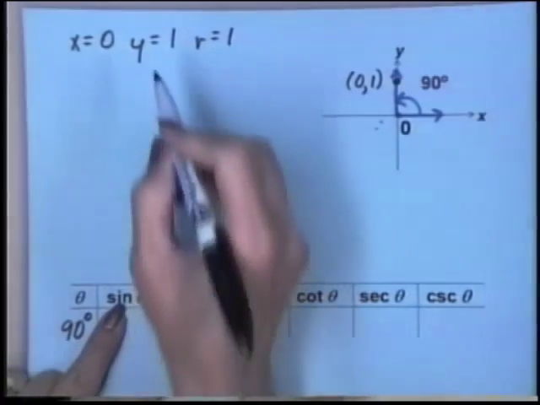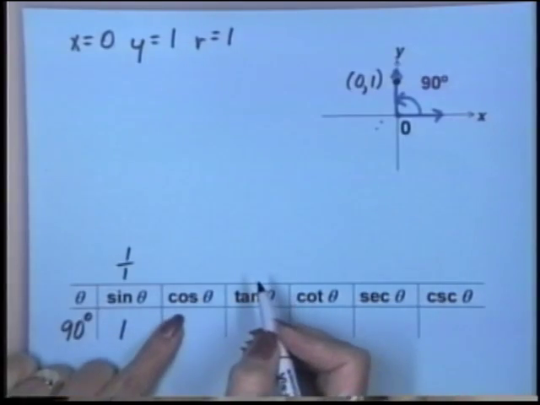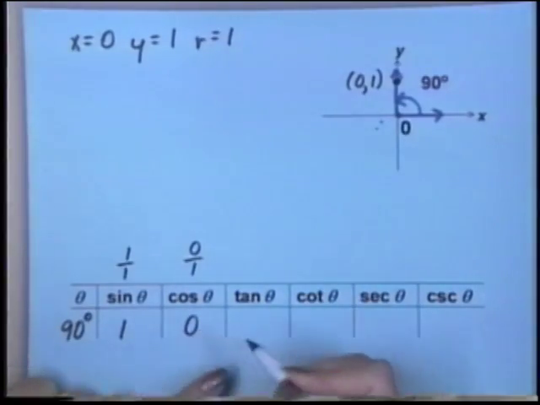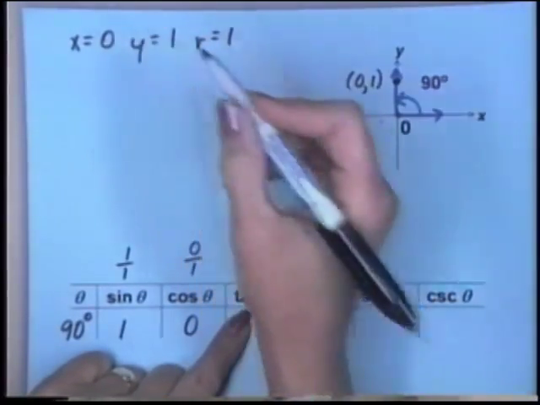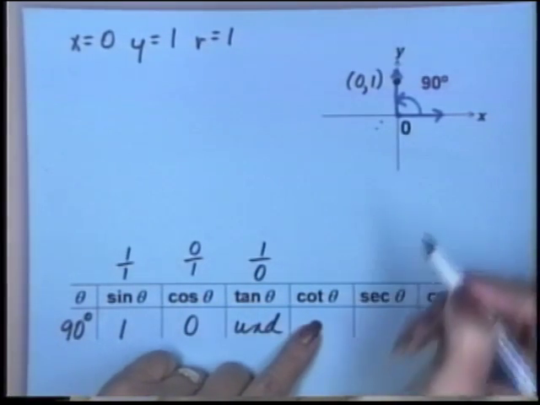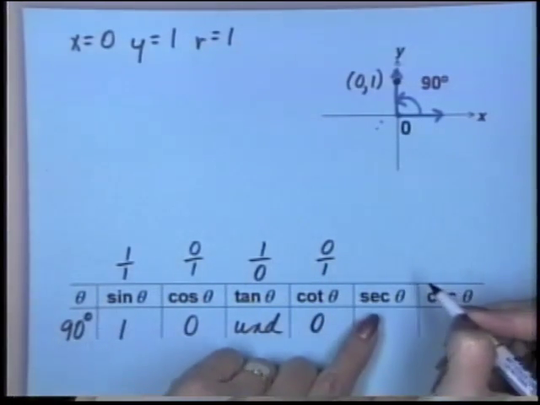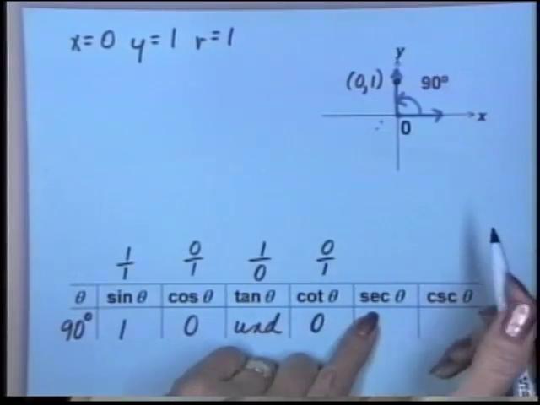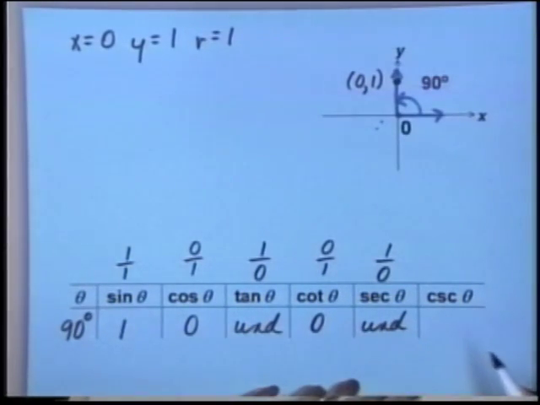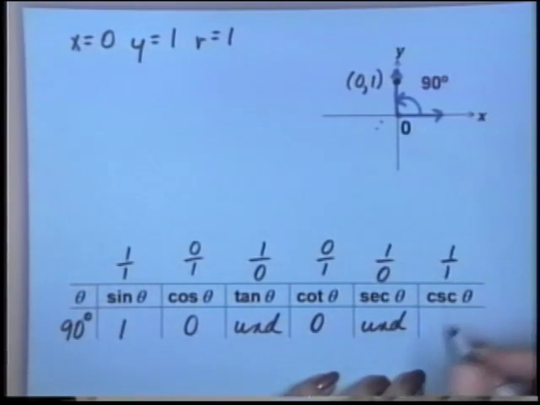So for my sine, it's y over r, which is 1. For my cosine, it's x over r, which is 0. For my tangent, it's y over x, which is undefined. Cotangent, x over y, which equals 0. For my secant, r over x, which is undefined. And for my cosecant, r over y, which equals 1.